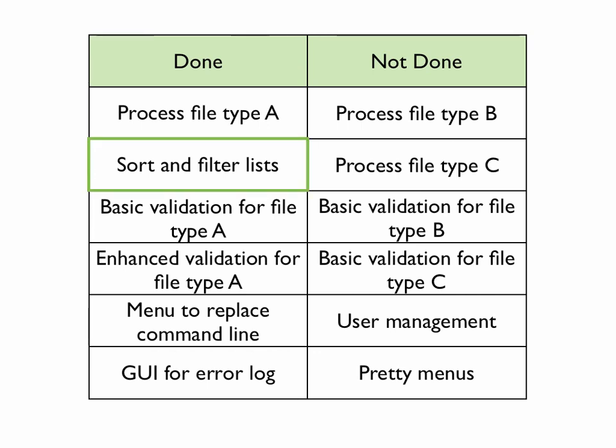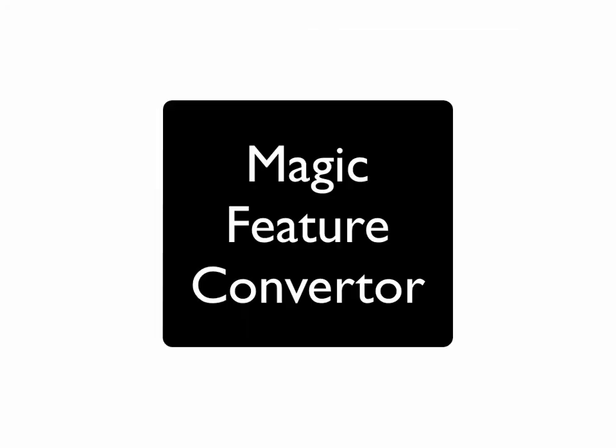Sorting and filtering seemed like an absolute must at the time, but in retrospect, we could probably just get started without it. However, the ability to process file type B isn't something we can operate without, but since we're just pretending, let's imagine a way to fix this. What if we had a magic feature converter box that would allow us to take code from features that were not absolutely required and turn them into features that are?